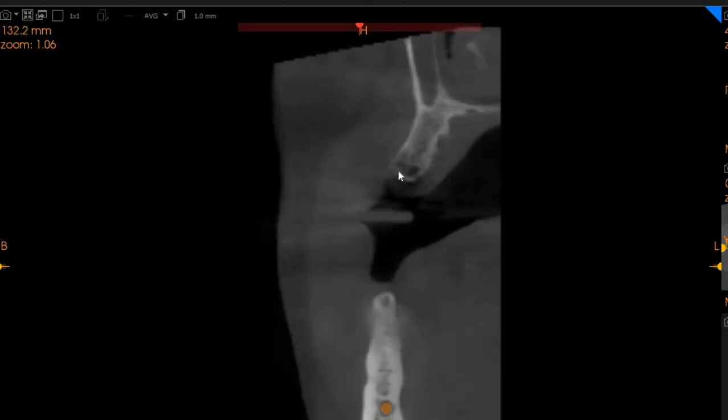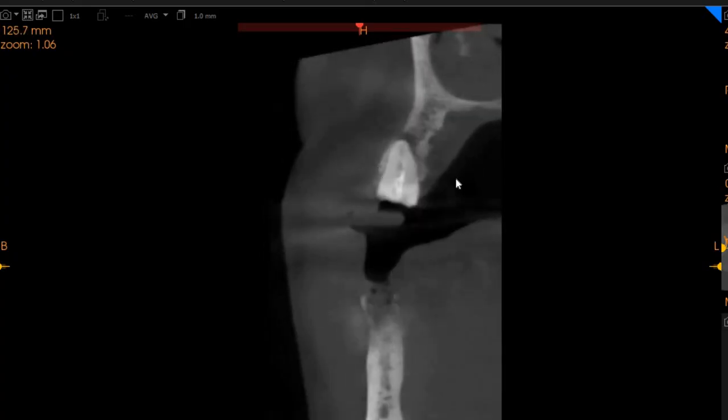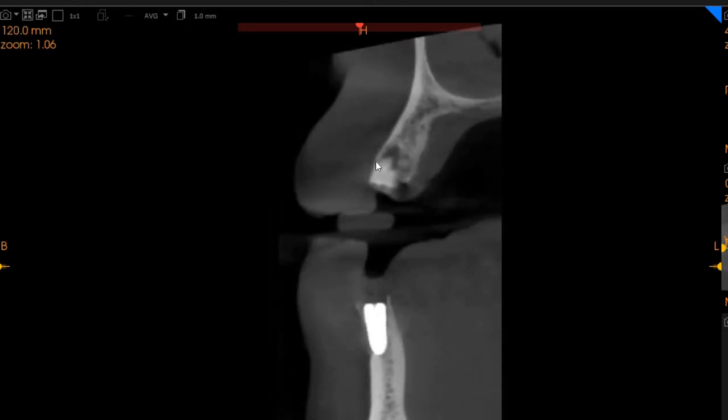Moving to the region of the upper 6, we've got a very thin ridge here, not sufficient for an implant, 6 millimeters of width with 14 millimeters of height, and very D3 quality bone. Moving to the upper left 5 region, again this area has a radiolucency, 9 millimeters of width and 16 millimeters of height.